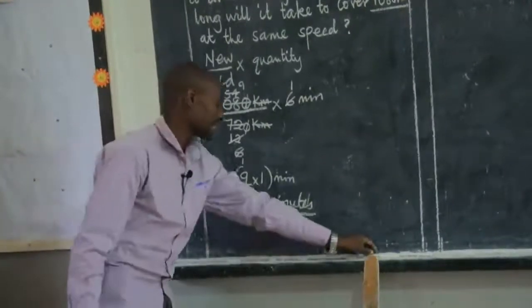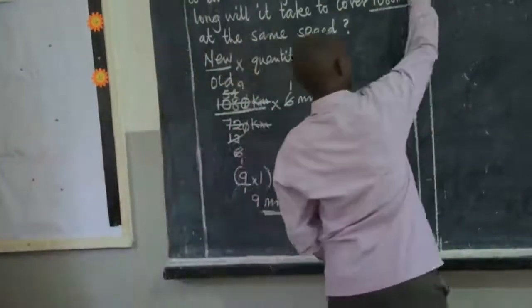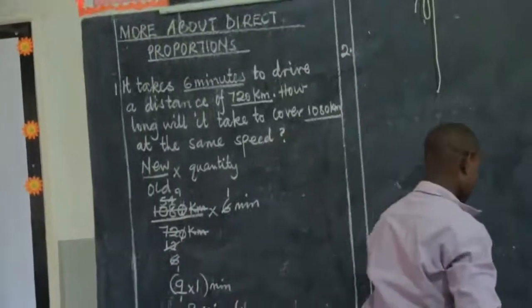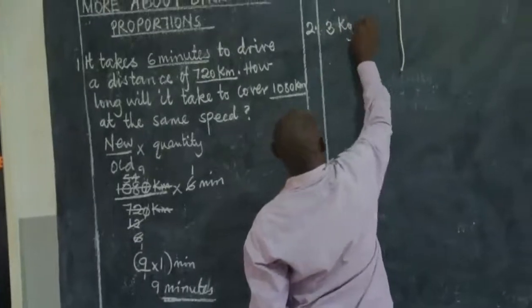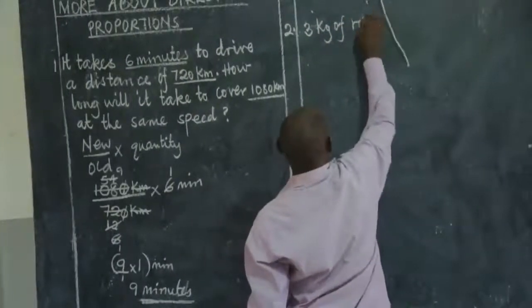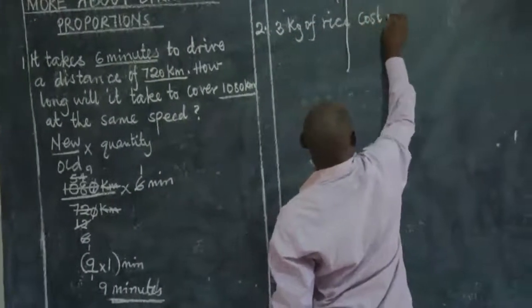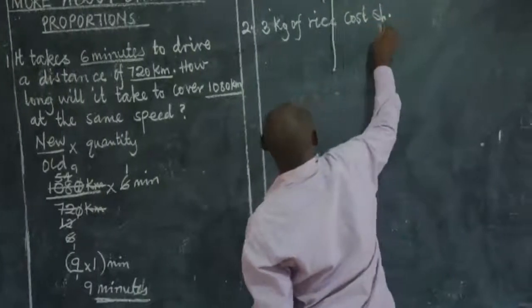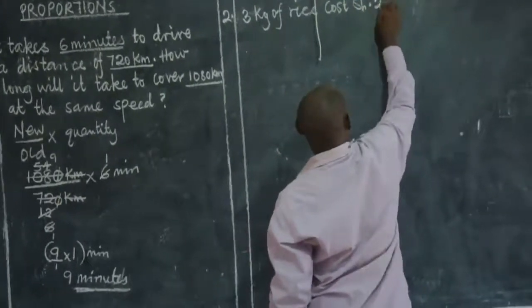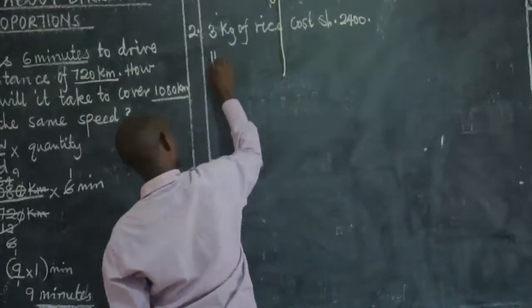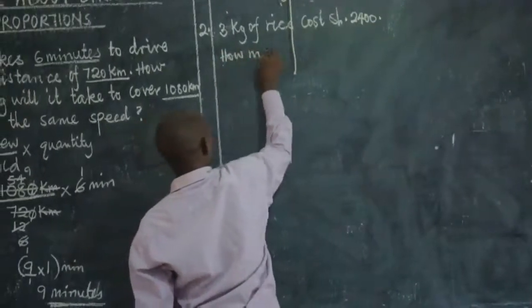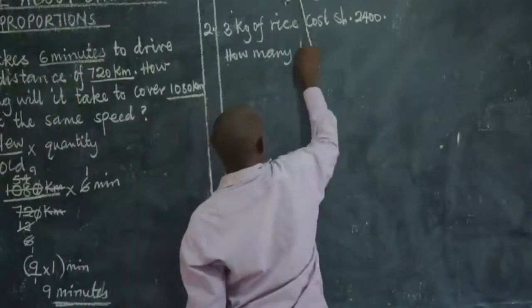Let's look at another example. Now, example 2, we can say 3 kilograms of rice cost 2,400 shillings. How many kilograms?